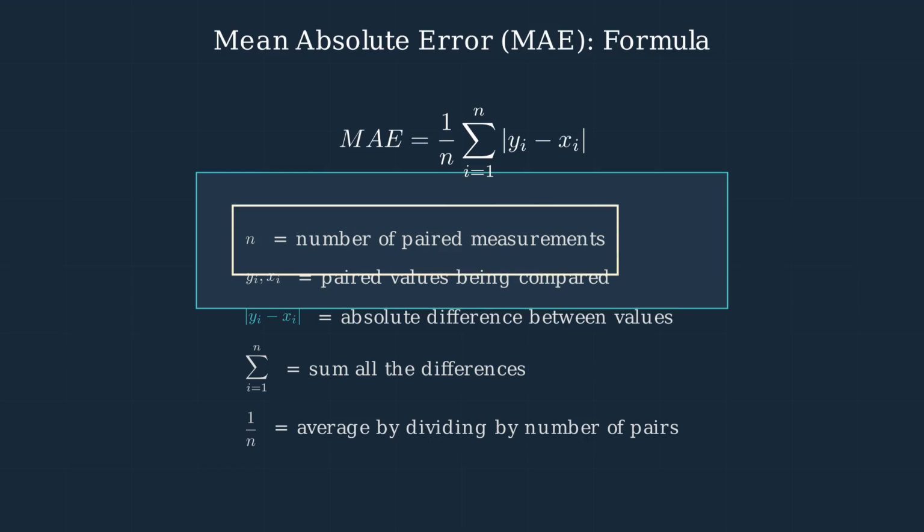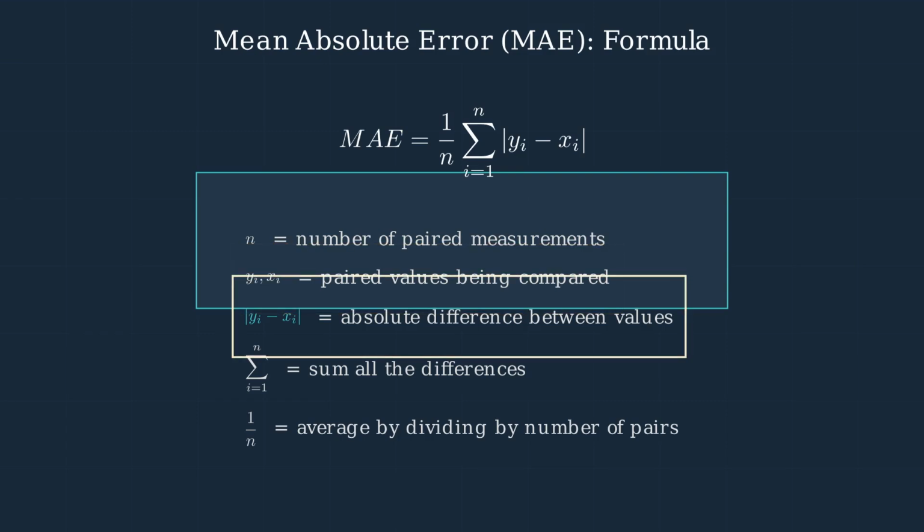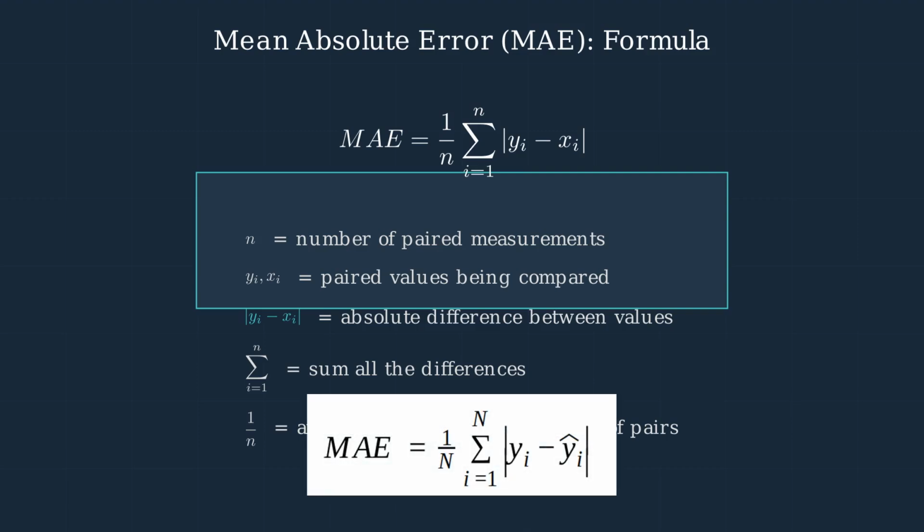N represents the total number of paired measurements in our dataset. Yi and xi are the individual paired values we're comparing. The absolute difference, shown by the vertical bars, ensures we measure the magnitude of difference regardless of which value is larger. We sum up all these absolute differences across all pairs. Finally, we divide by n to get the average, giving us the mean absolute error.